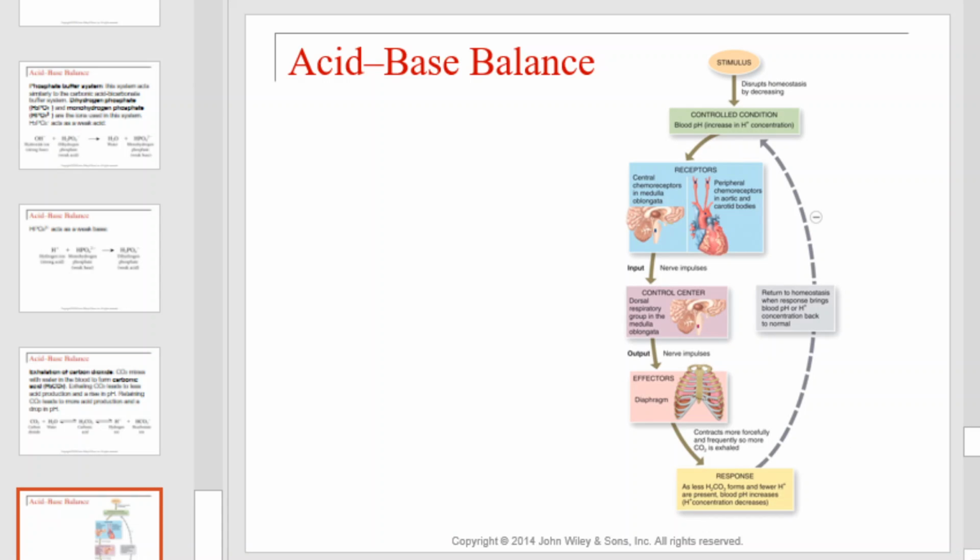This feedback mechanism illustrates the process involved in maintaining our acid-base balance through breathing.